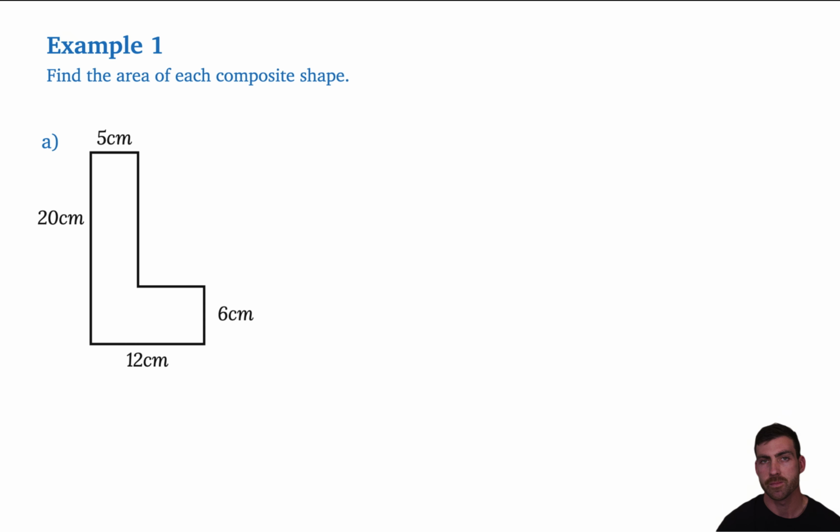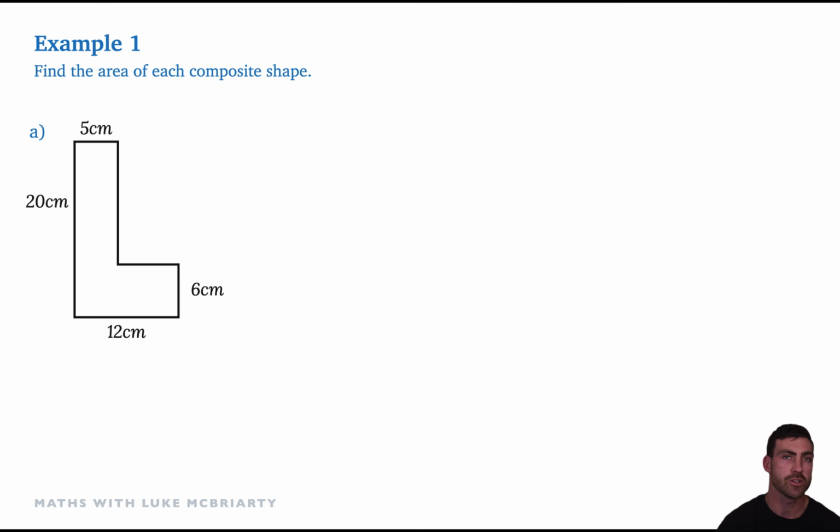In example A, we identify that this composite shape is made up of two rectangles. Let's cut it horizontally. Now we can clearly see both rectangles. Let's label each rectangle area 1 and area 2. To find the total area, we simply add area 1 and area 2.